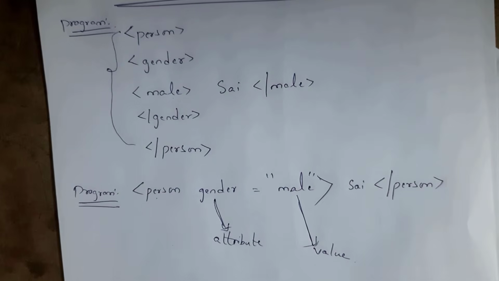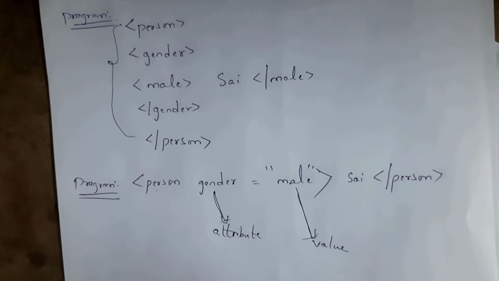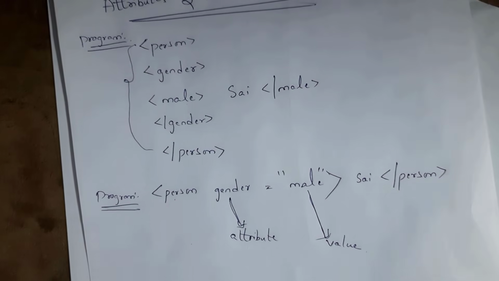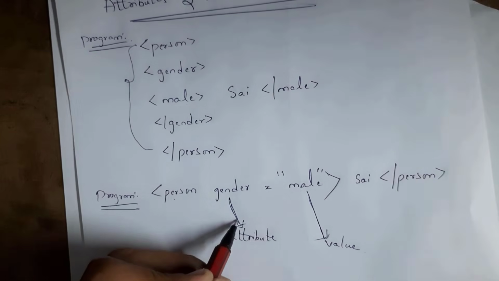And definitely we need to include double quotations for the value. We can also include single quotations. In order to make our program look smaller, we use these attributes and values.